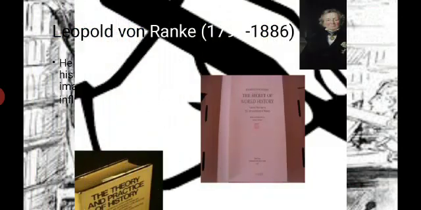His books, The Theory and Practice of History and The Secrets of World History, contain a collection of his articles. In this way, Leopold von Ranke emphasized the critical method of historical research.